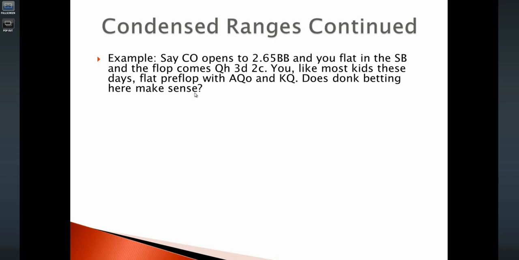So think about this for a moment. The cutoff opened, you flatted in the small blind, and the flop came Queen 3, 2 rainbow. Why do you think it makes sense? Why do you think maybe it doesn't make sense? What are the advantages? What are the disadvantages to having a donk betting range?